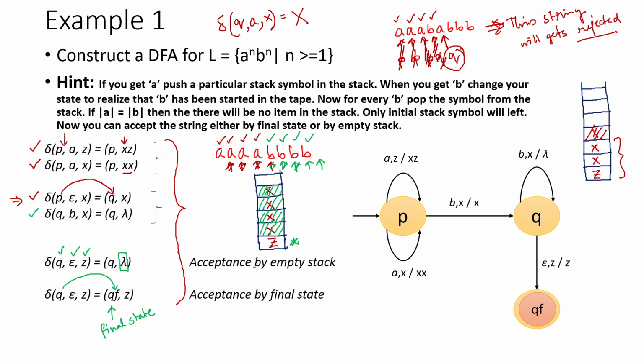So that is why I told you that you don't need to consider wrong strings. Just design the transition function for the correct string. Automatically it will be able to manage the wrong string also. So in this way we can design pushdown automata for some languages.